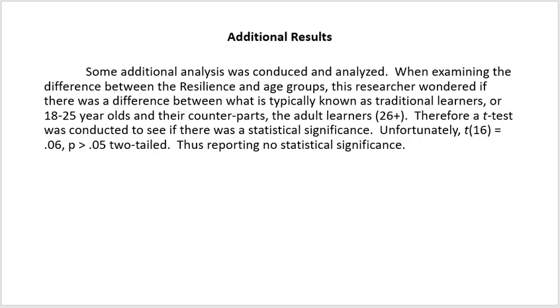Some additional analysis was conducted and analyzed. When examining the difference between resilience and age group, this researcher wondered if there was a difference between what is typically known as traditional learners, 18 to 25, and their counterparts, the adult learners, 26 plus. Therefore, a t-test was conducted to see if there was a statistical significance. Unfortunately, t with 16 degrees of freedom was 0.06, with a p-value of 0.05 two-tailed, thus reporting no statistical significance.